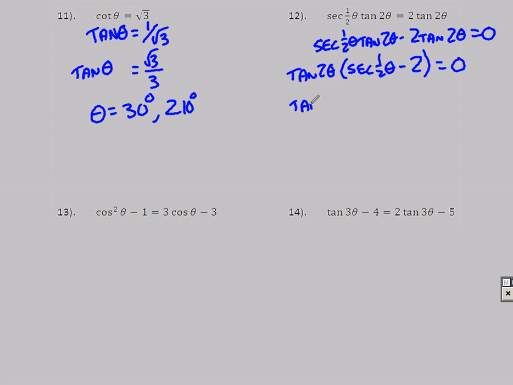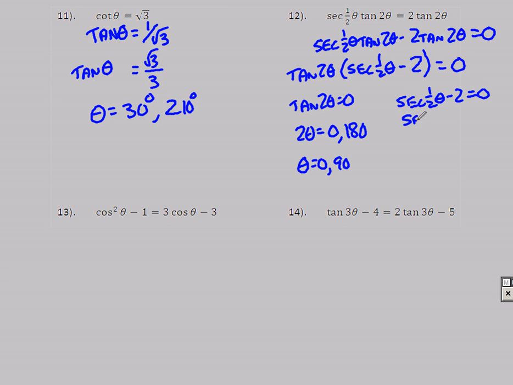So we're going to start with tangent 2 theta equals 0, and I have secant 1/2 theta minus 2 equals 0. Over here, when does tangent equal 0? Well, that's when the y equals 0 on your unit circle. So that means my inside 2 theta equals, when does y equal 0? Y equals 0 at 0 degrees and 180 degrees. That means theta here is 0 and 90 when I divide both sides by 2.